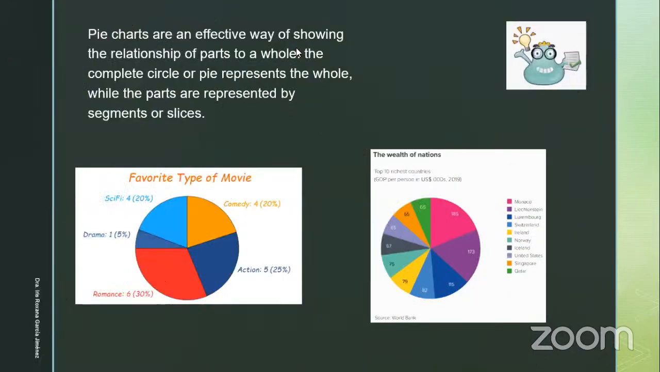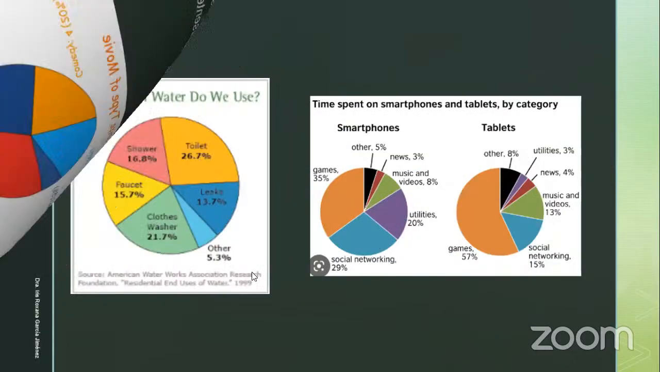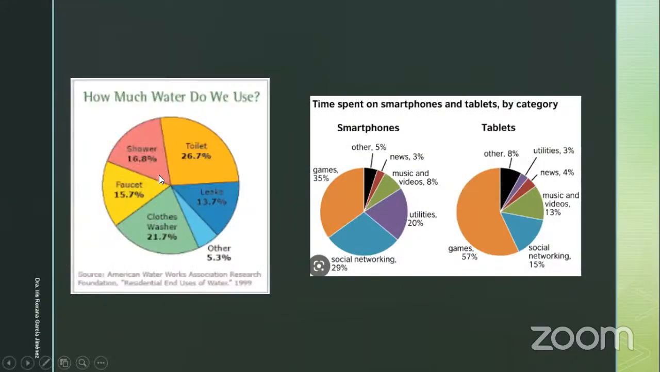Pie charts are an effective way of showing the relationship of parts in a whole. The complete circle pie represents the whole, the complete idea, while the parts are the segments or slices. These percentages always must add up to 100, and then we get the correct information. Another example showing this, if you sum up all of this, it's 100.